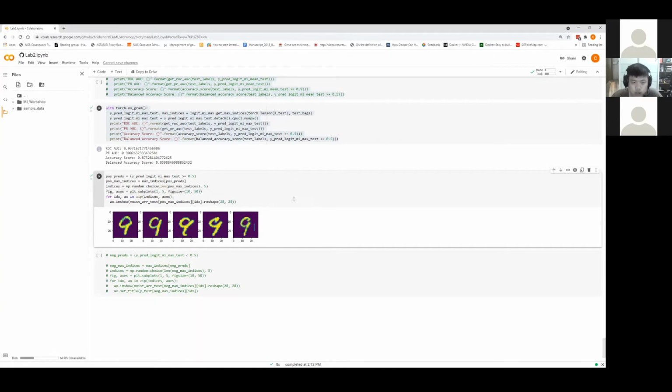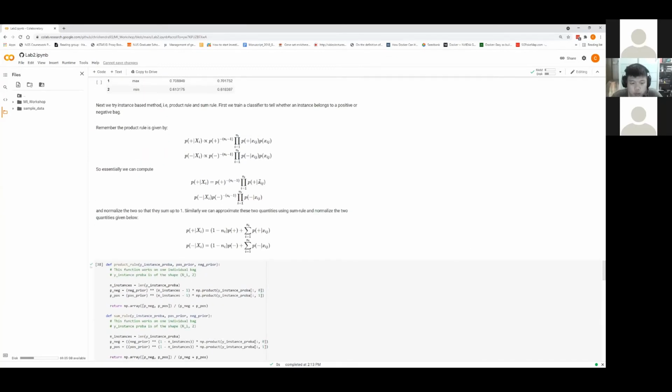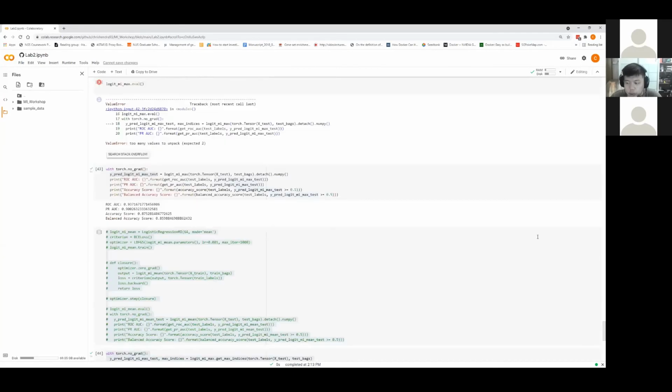Even if we're using the product rule or sum rule methods, if you notice, each of these methods has this quantity of probability of being positive given the instance, so the probability that the instance belongs to a positive or negative bag. Say you have an accurate prediction. Then this also means that you can zoom in on the individual instance and find out which one is responsible. So this is actually quite important for real life applications.